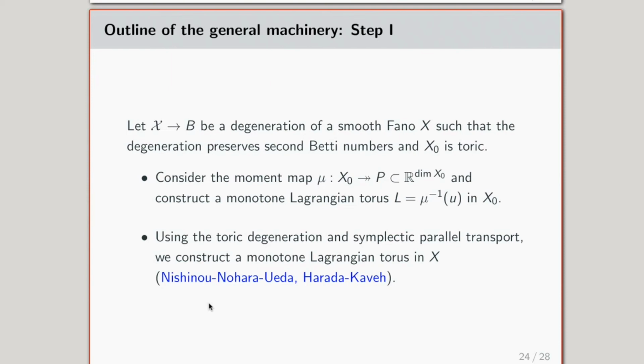So using that toric degeneration, you have degenerated the smooth variety into a toric variety, but you can symplectically parallel transport, avoiding the critical points, to move this integrable system to an integrable system on an open part of the smooth manifold. So in particular, you have monotone Lagrangian tori in the original variety. This was done by Nishinou, Nohara, Ueda, and also by Harada and Kaveh. Harada and Kaveh work in the more algebraic geometry setup, and Nishinou, Nohara, Ueda in the analytic, or symplectic geometry, setup.